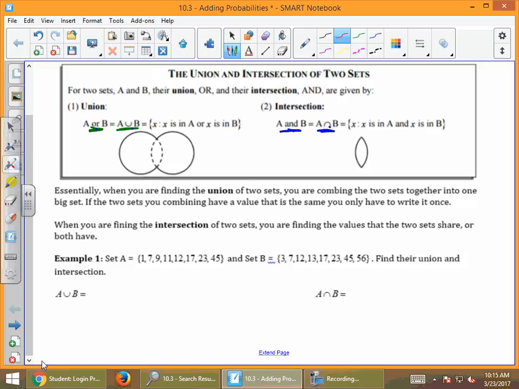So we look at this first example. Set A has all those values. Set B has all those other values. We want to find their union and their intersection. When we look at the first one, the symbol is a U. So which one does that represent? Union. The U represents union.